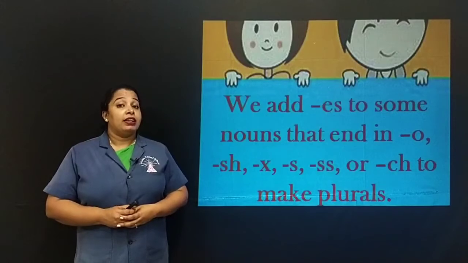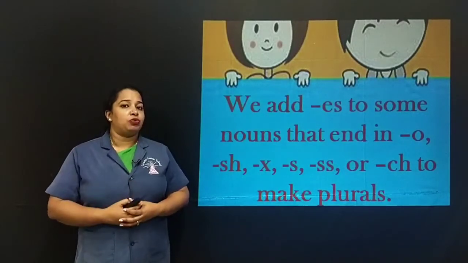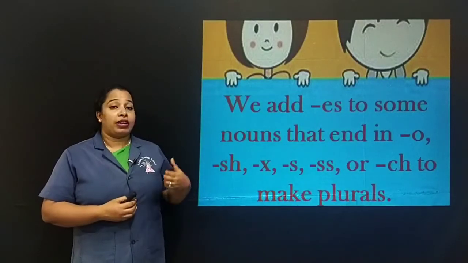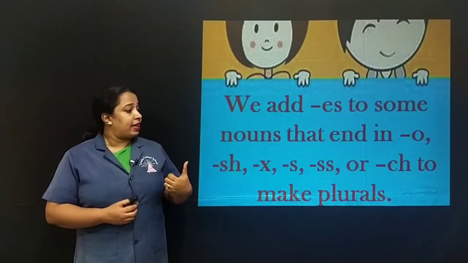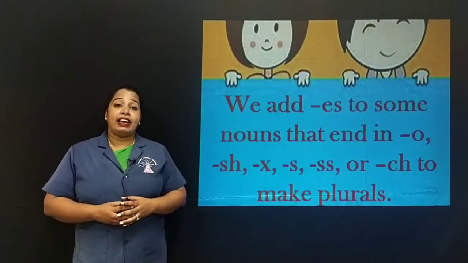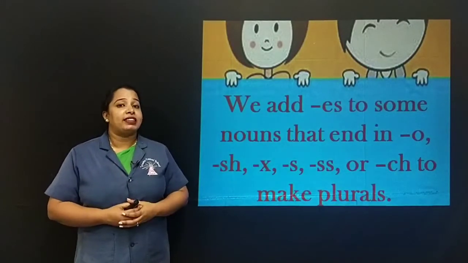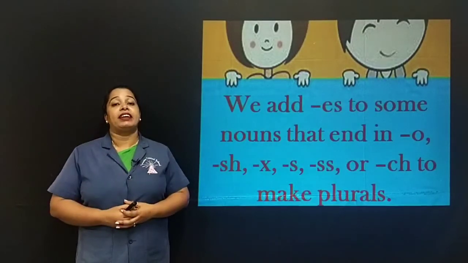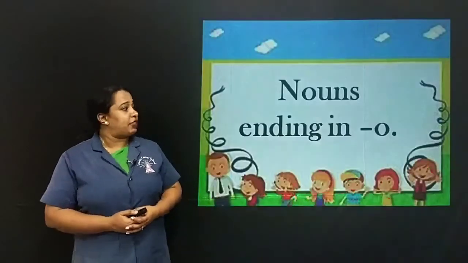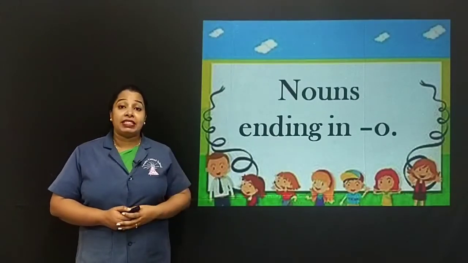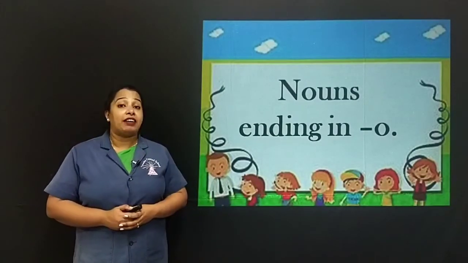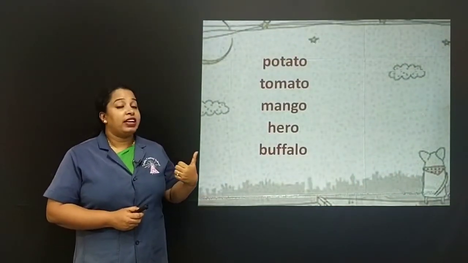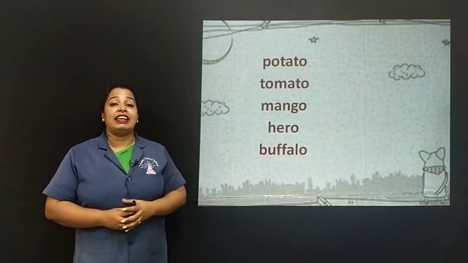What does this mean? This means that some nouns which have their last letter or their ending letter as maybe O or SH, X, S, SS or CH, and then to make these plurals we take the help of the letter ES. We take the help of letter ES and we join it at the end of the nouns. Let's look at some examples. First one, nouns ending in O. That means the singular nouns which have their last letter as O. Potato, tomato, mango, hero, buffalo. They are all ending in O.